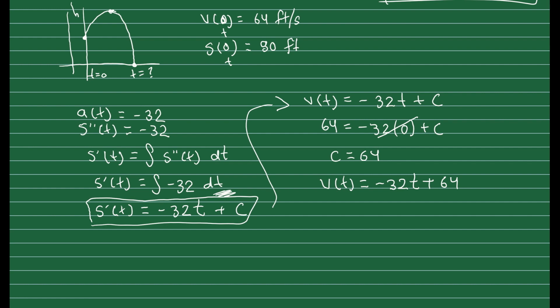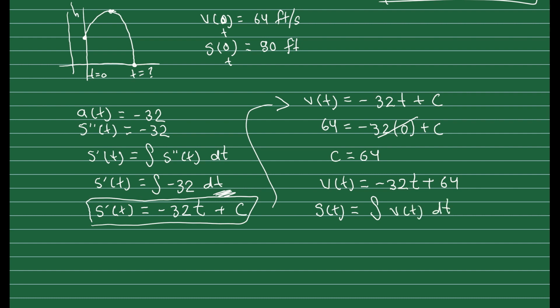Right, we're not done because they're asking us for position. When is position hitting the ground? That is when position is equal to 0. All right, so then to find position, to find s of t, we need to take the integral of v of t dt. All right, and what is v of t?